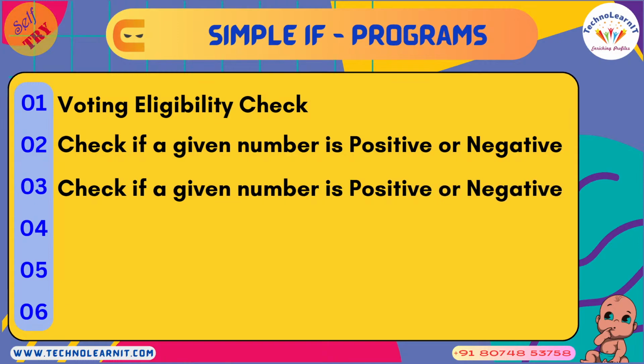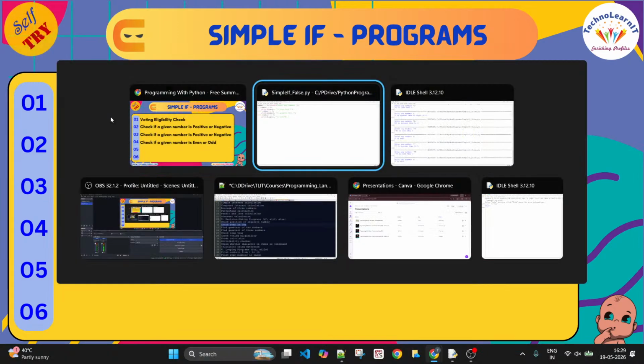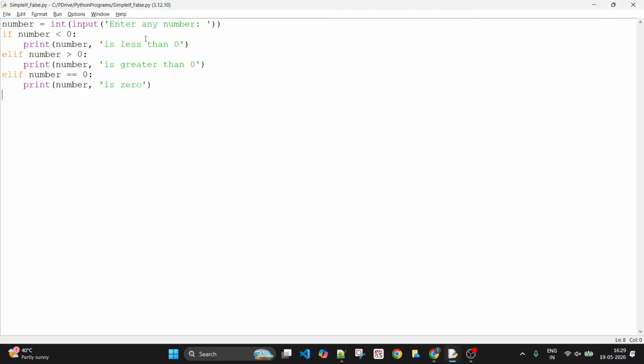Check if a given number is positive or negative. Sorry, it has repeated. Actually, the intention is to also check for zero. I have already covered that, so I'm going to the next one. Check if a given number is even or odd. Interesting. So how do you check whether the given number is even or odd? So you read the input, well and good. And how do you check whether the given number is even or odd?